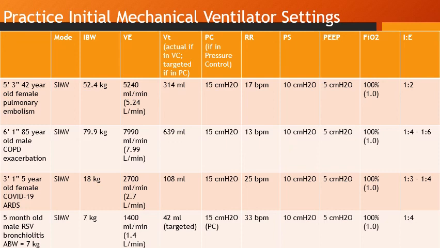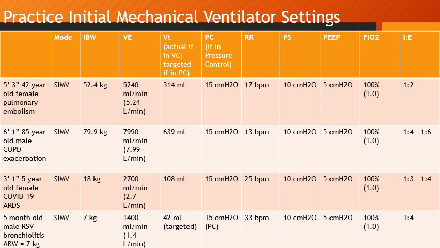Now our tidal volume for this patient, either actual or targeted, since a COPD exacerbation is an obstructive pathophysiology, we're going to need to multiply his ideal body weight times 8 instead of times 6 to get our tidal volume. So 79.9 kilograms times 8 milliliters per kilogram is going to give us 639 milliliters for his tidal volume. Again, pressure control of 15 centimeters of water. Now if we take his minute ventilation divided by his tidal volume, so 7,990 divided by 639, we're going to get a respiratory rate of 13 breaths per minute.